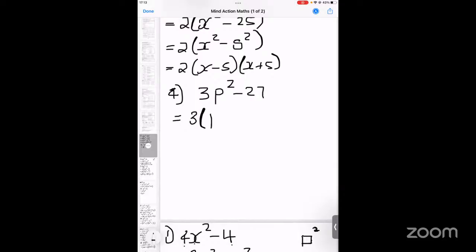P squared minus 9 squared. Okay. And then my final answer was 3 bracket P minus 9, close brackets, open brackets, P plus 9.